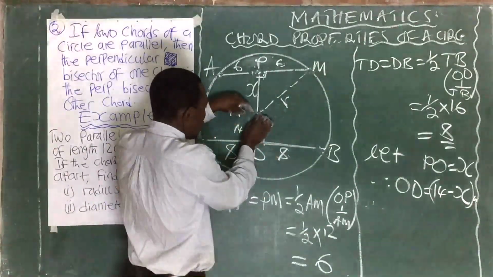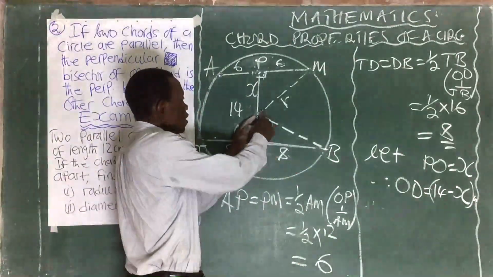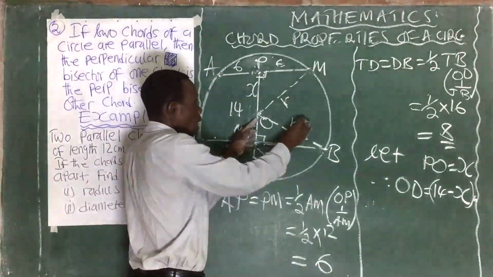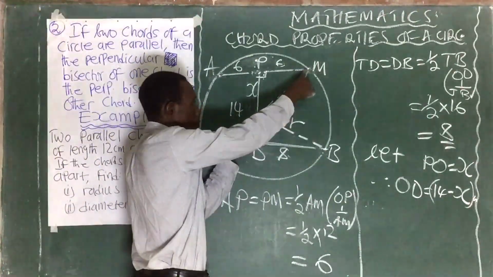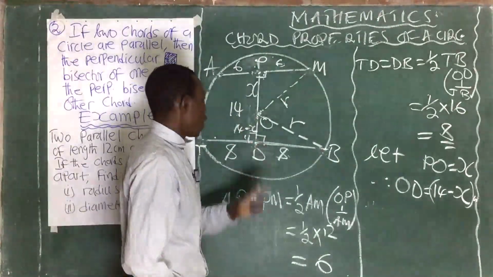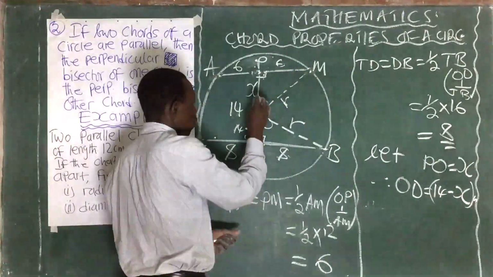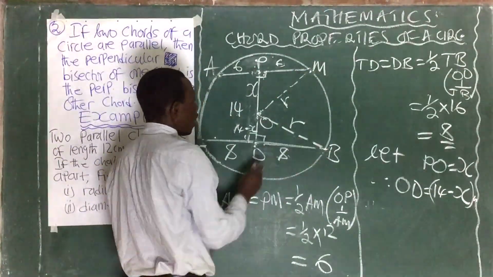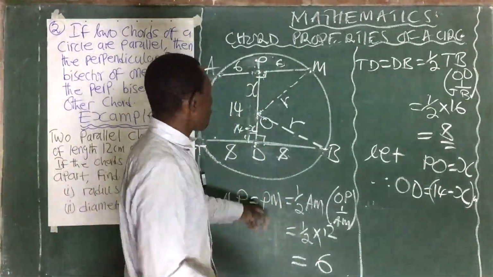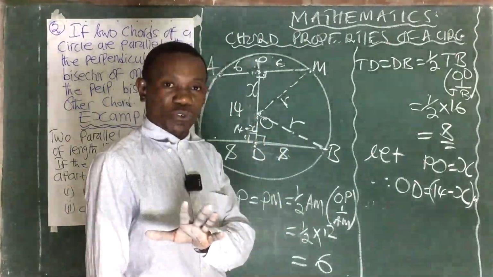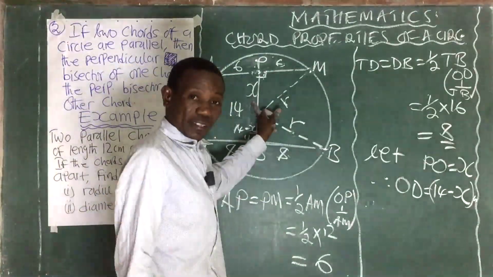We can also try to join O to B like this. It will reach that point. If this is R, then this one should also be R, because the radii are the same. We know OB is equal to OM. They're both radii. So now what we have here are two triangles, triangle OPM and triangle ODB. Let us use these two triangles by Pythagoras theorem in an attempt to find the value of R and formulate two equations that are going to be solved together in an attempt to find the value of X.